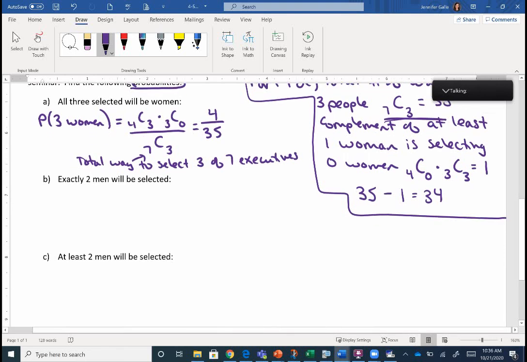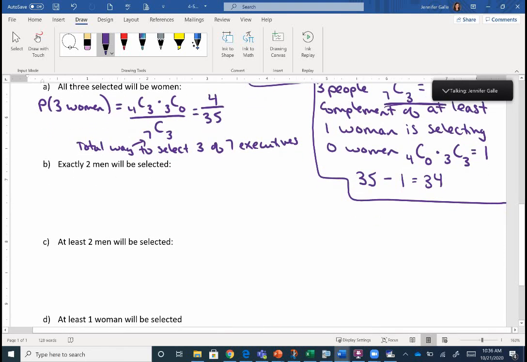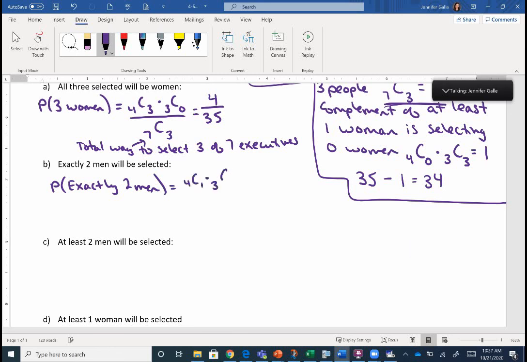So part B is going to be the same situation as we saw up above. 4 women, we just need 1. 3 men, we need 2. But now since we're finding the probability, we need 7 total executives. I'm choosing 3. Part B's answer was 12. Our total's 35.